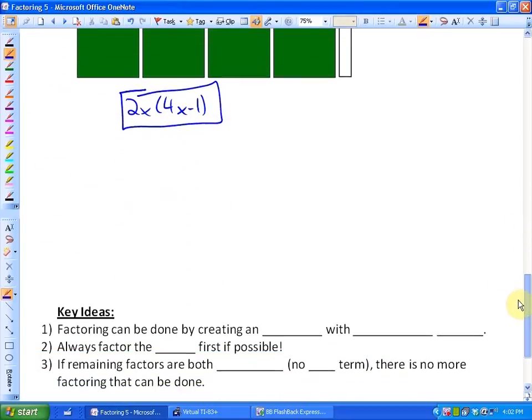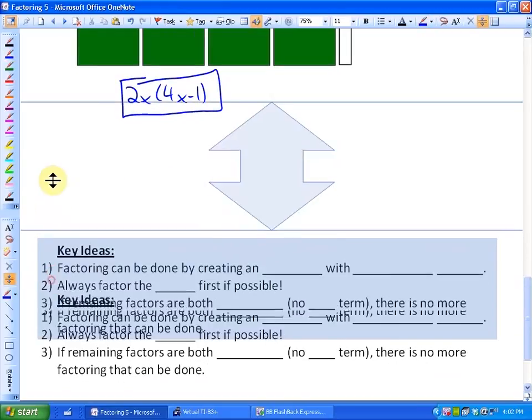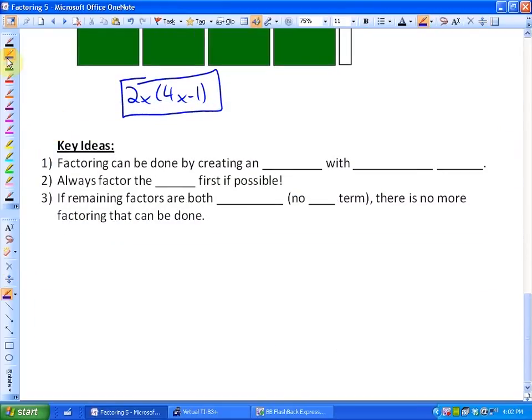Finally, the key ideas for factoring only a greatest common factor: factoring can be done by creating an area with algebra tiles. You should always, regardless of the method, factor the greatest common factor first if possible. And if the remaining factors are both linear, or like I mentioned, there is absolutely no x squared term, there is no more factoring that can be done.